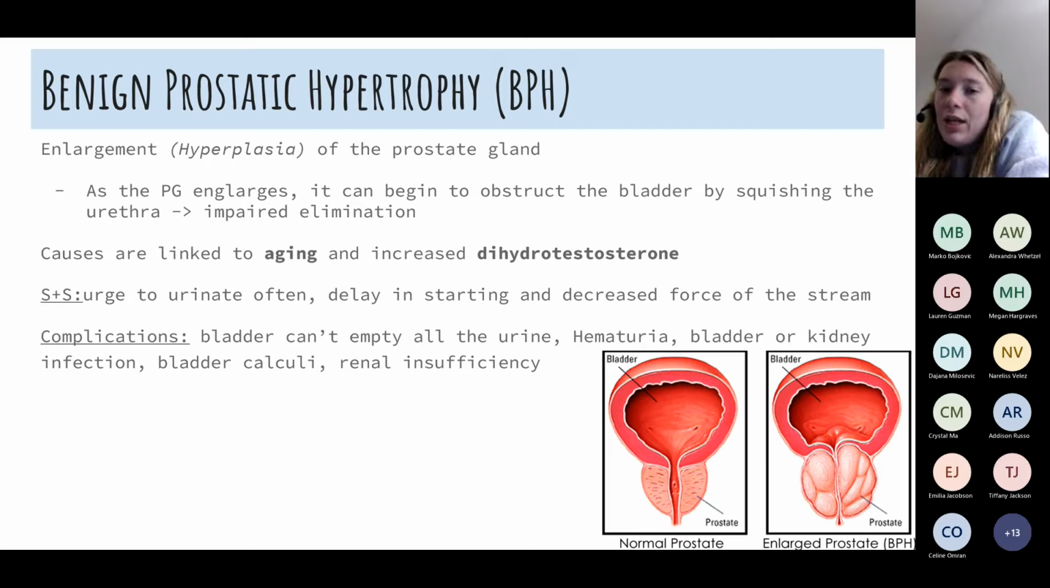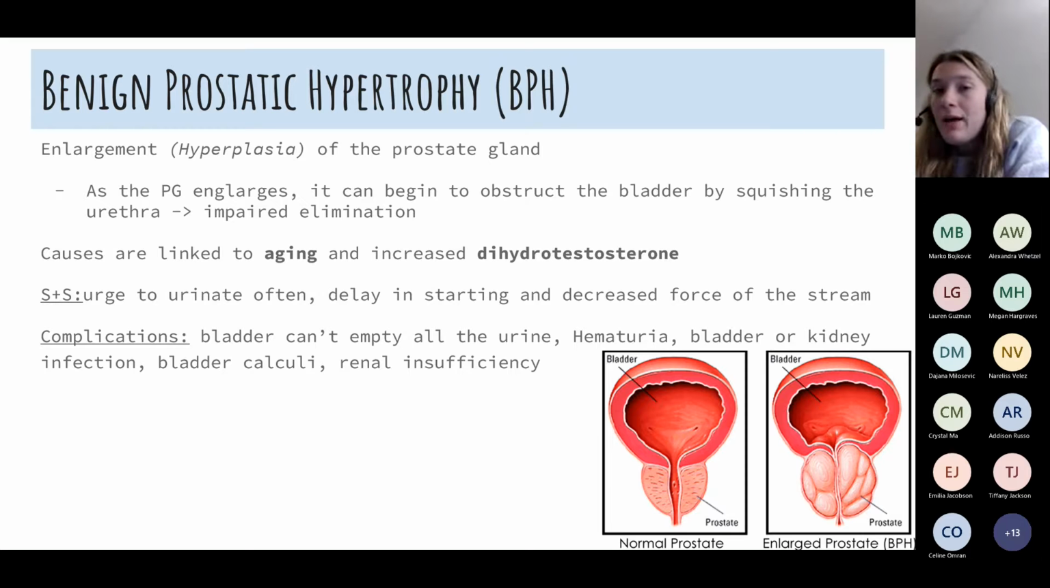Most of our causes are linked to aging and increased dihydrotestosterone. If your patient's undergoing hormonal replacement therapy, that puts them at risk as well. Unfortunately, our bladder can't empty all the urine. So if my urine continues to back up into the bladder, it's going to put a lot of stress on the bladder. That urine's going to stay and pool in the bladder, so I'm at risk for developing bladder stones.